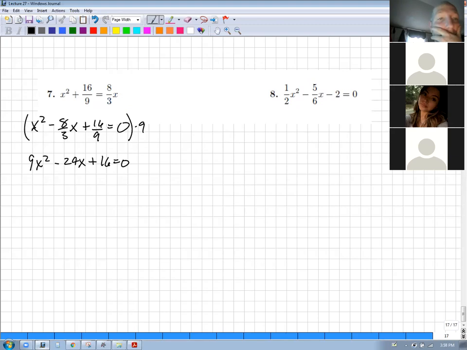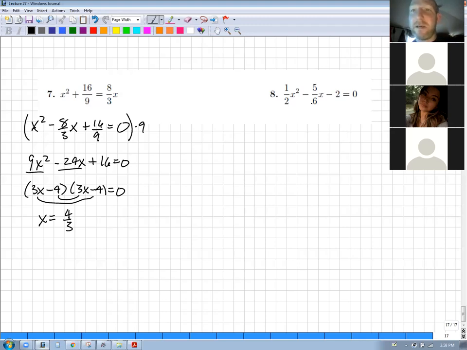Let's see. I might be able to do this. All right, 3x. No, minus 4. I think that might work because the minus 4 times a minus 4 gives us a positive 16. We get minus 12x minus 12x, which gives us the minus 24x. The 3x times the 3x gives us 9x squared. So that one I could eyeball. So x is 4/3.